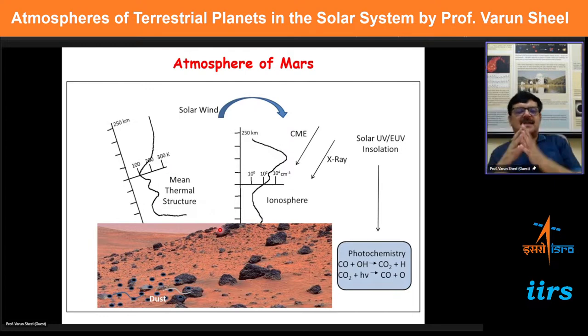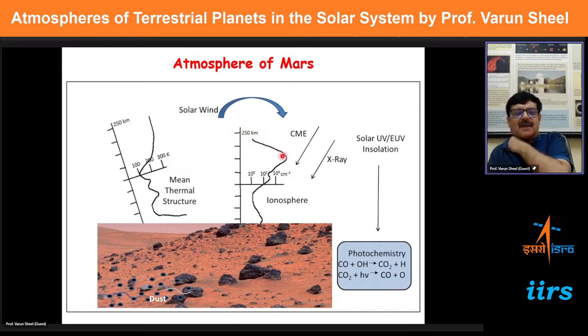Now, just like I showed you for Venus, this is an overall summary of what we would like to study in the atmosphere of Mars. In the upper heights, you have the sun, as I said, the solar wind and the sun, which are interacting with the upper atmosphere. And events like the coronal mass ejection, which you would hear about in these lectures in your program, and X-rays, could affect the upper atmosphere through ionization.